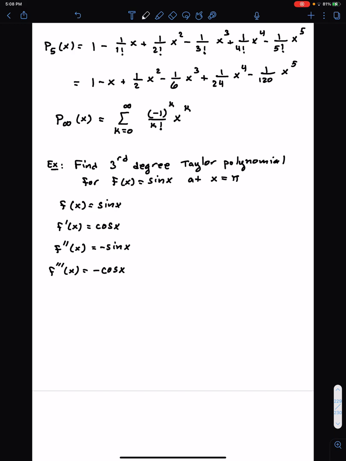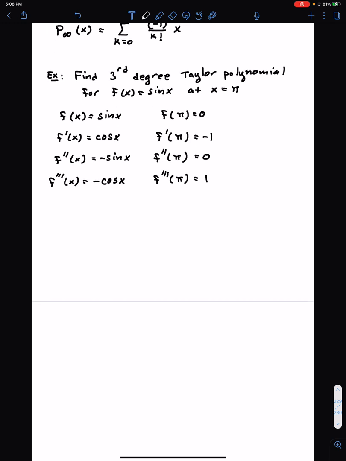At pi, f of pi is 0. F prime of pi is negative 1. F double prime of pi is 0. F triple prime of pi is 1.